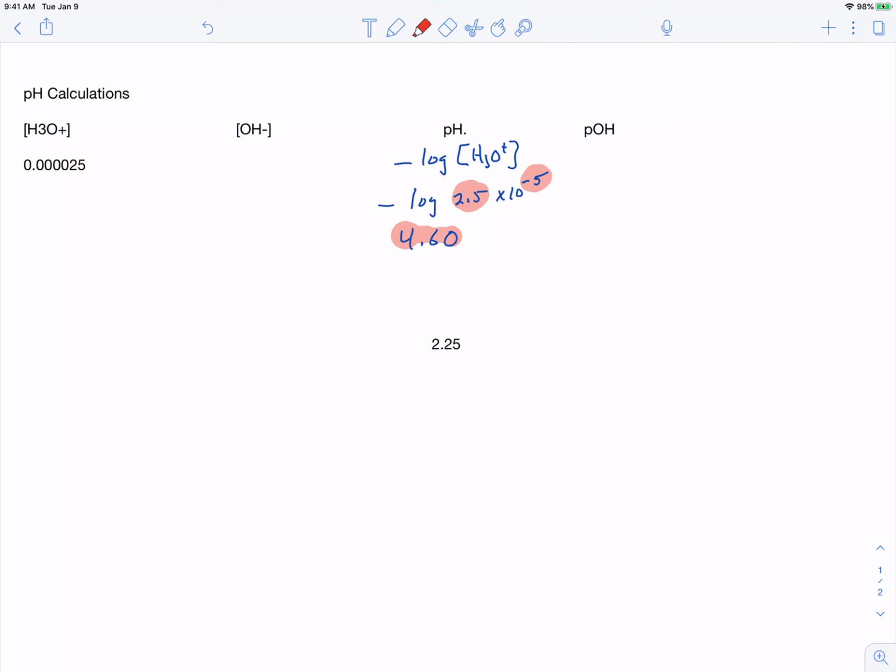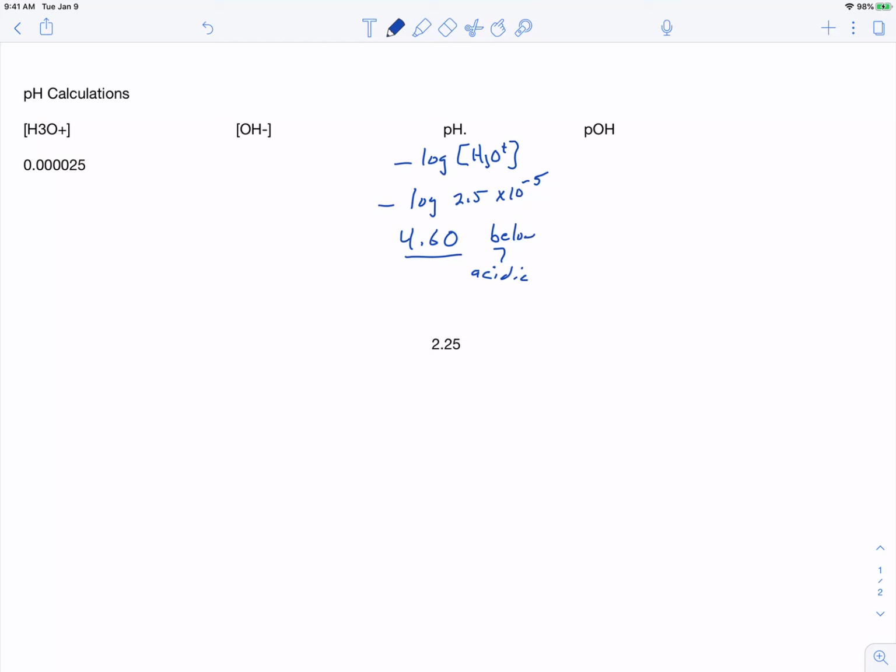Another way of looking at it is the numbers after the decimal point should match the number of significant digits before the power of 10. Either way, we come out with the same number of significant digits. Furthermore, you should notice that this is below 7, so it would be acidic.